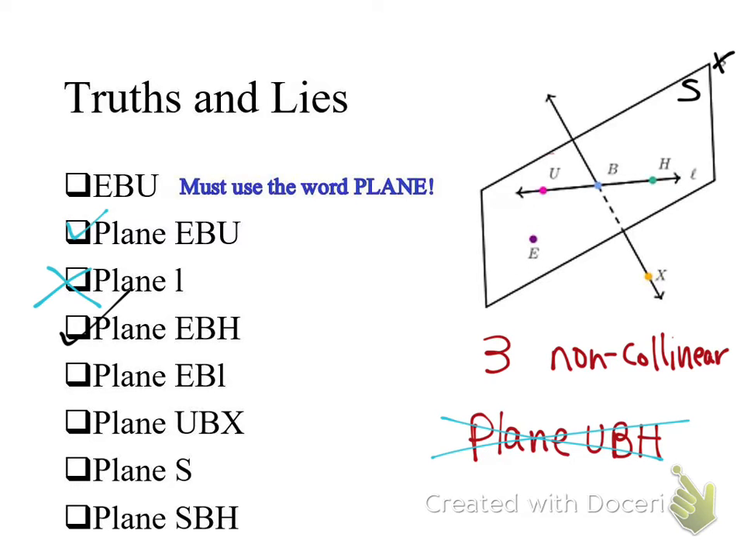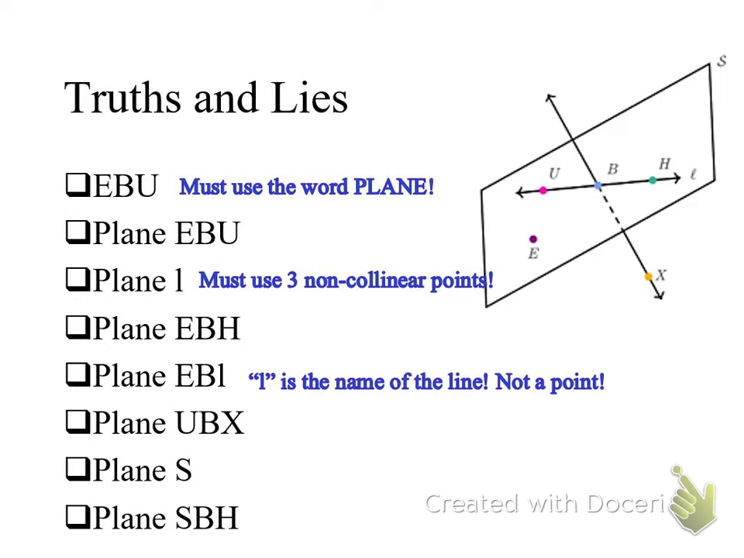EBL. No, why not? Yeah, L is not a point. It's the name of a line. So this one would not work. I can catch up. All right, UBX. No, why not? X is not on the plane. Plane S. Yes. So again, when I hit next, it doesn't save. The S is supposed to be inside and not on the outside like that. Okay, so plane S would be a yes.